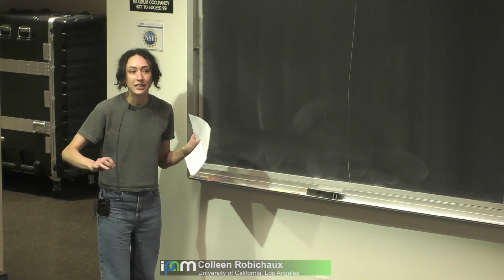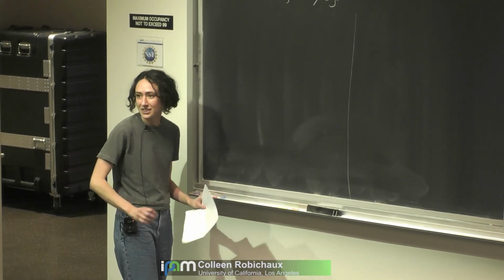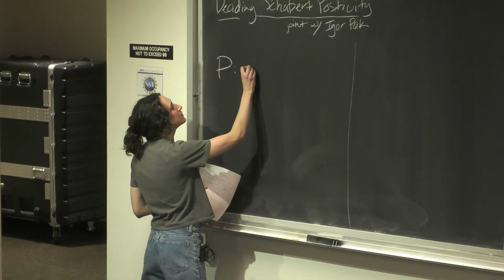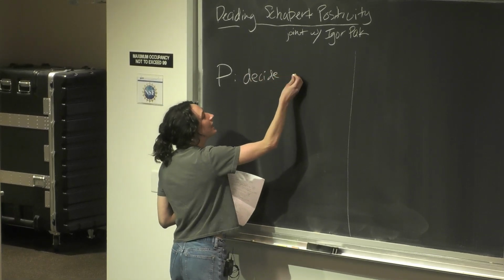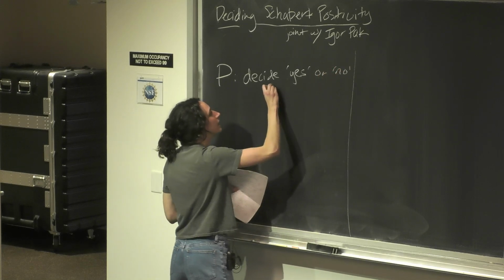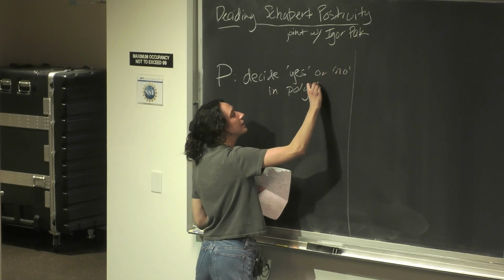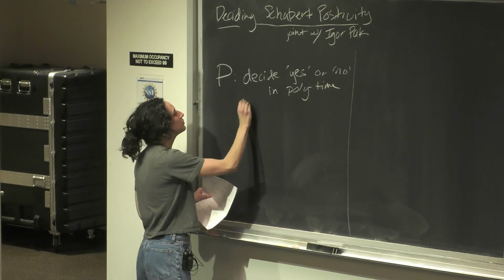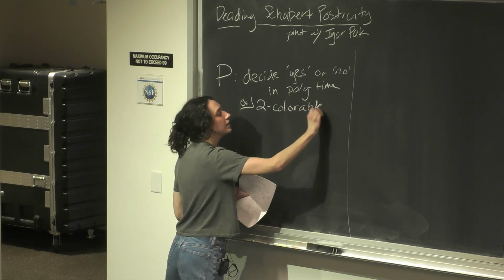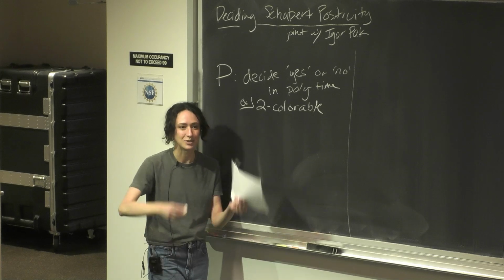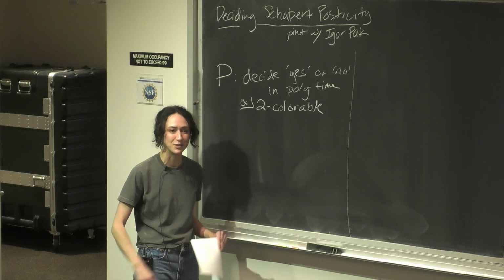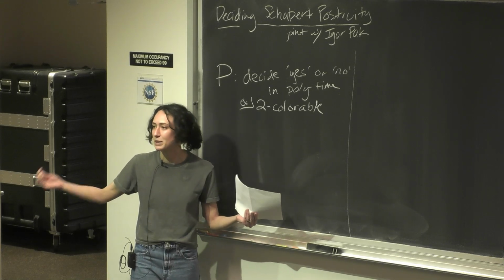I'm going to start by giving a very introductory crash course in complexity. So what is the class P? These are the problems where you can decide if the answer to your question is yes or no in polynomial time. For example, we could decide if a graph is two-colorable in polynomial time. If you get bored, you can think about what is a polynomial time algorithm to decide if a graph is two-colorable, or equivalently bipartite.